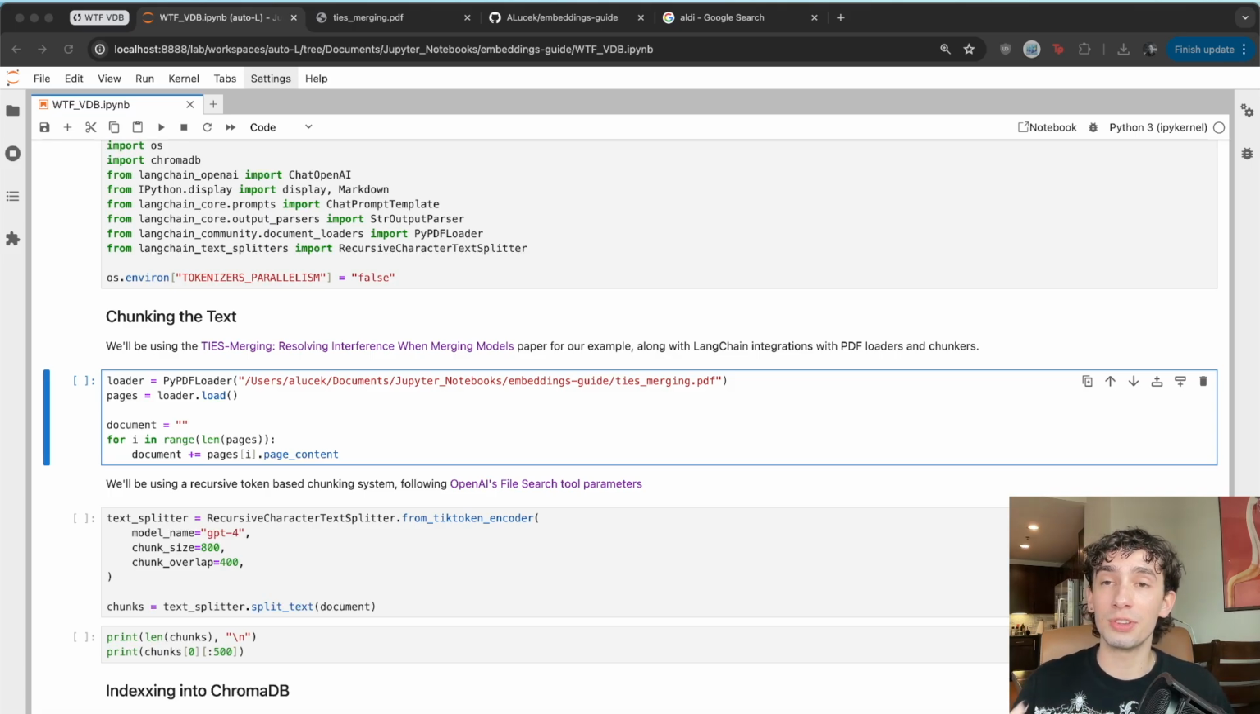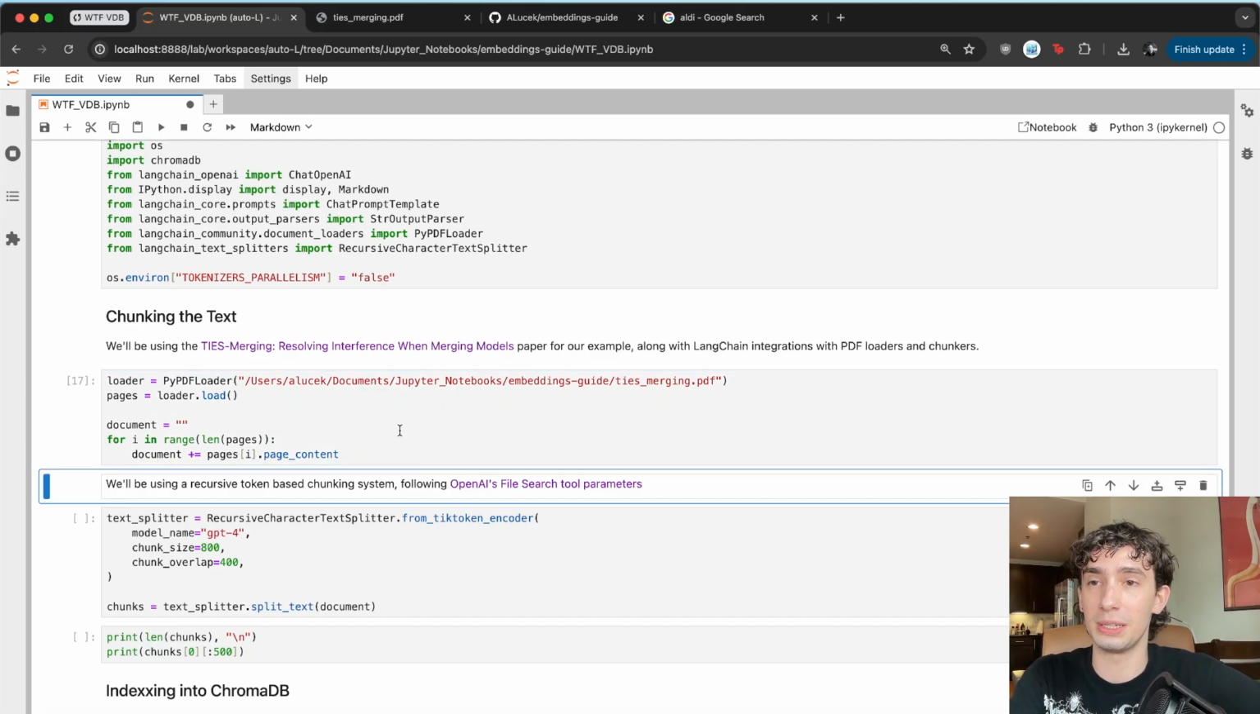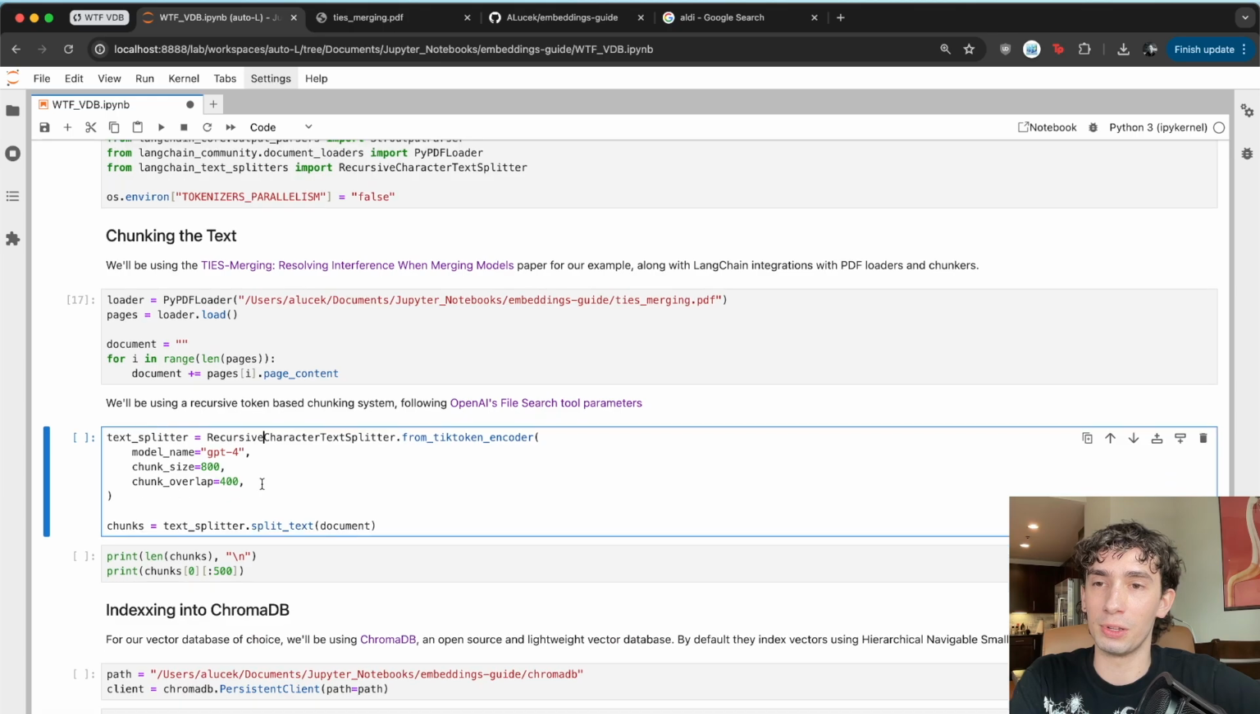This is where our similarity and semantic search is going to come into play, as we're going to be embedding all of these chunks of the document and then finding the most similar ones to the user query to insert dynamically into our prompt. So to chunk it, we're just going to be using some LangChain integrations with the PyPDF loader that will load the document.